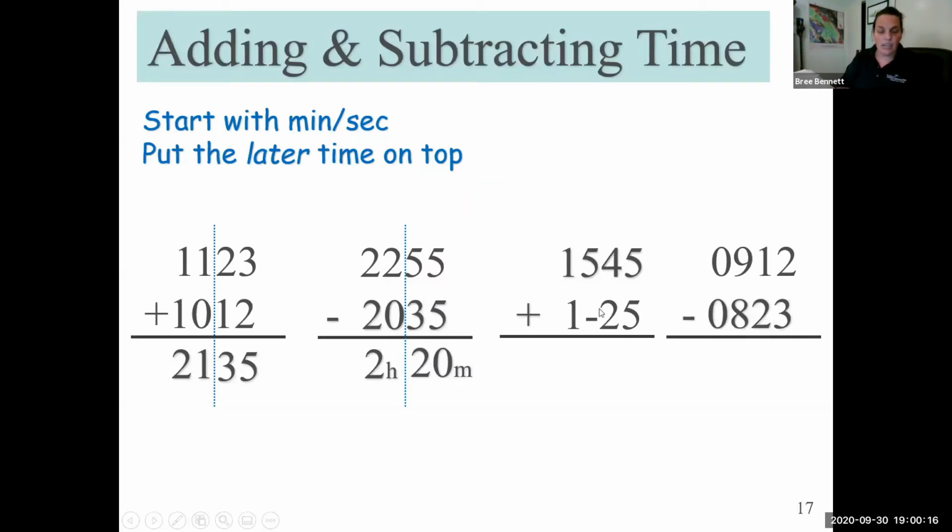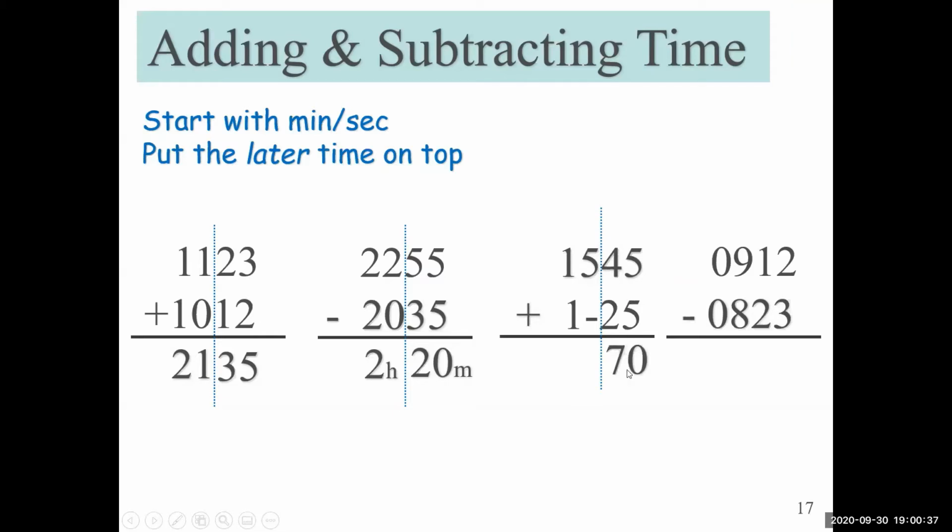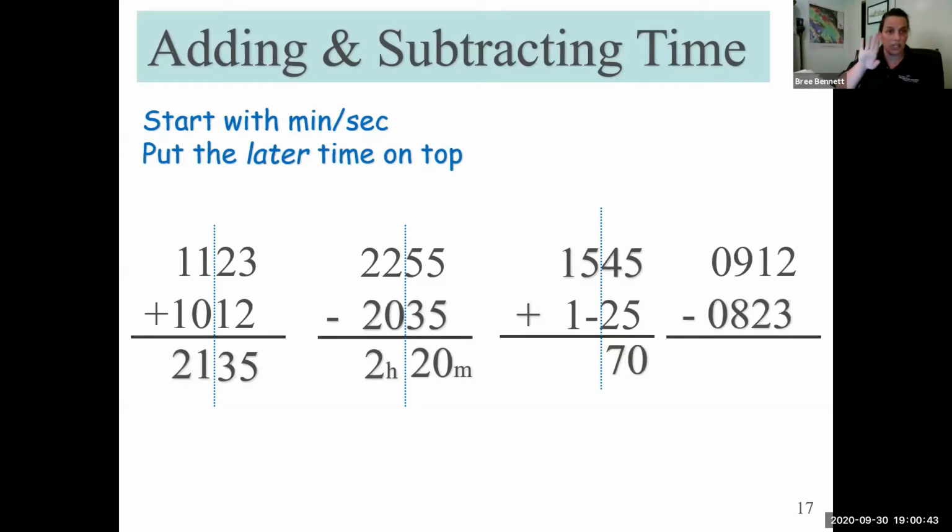Now we get to when we carry a 1 or carry a number. For adding here, maybe we left at 15:45. It takes us about an hour and 25 minutes to get someplace. When are we going to get there? We always start with the minutes first. And 45 plus 25 gets 70. Well, 70 is not a minute that we can work with, right? We can only go through 1 through 59 or 1 through 60.